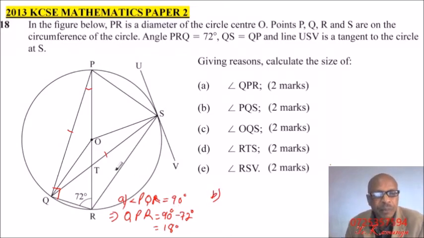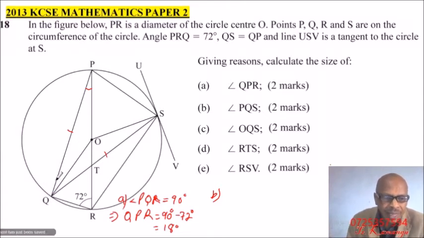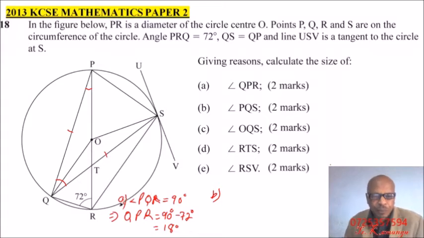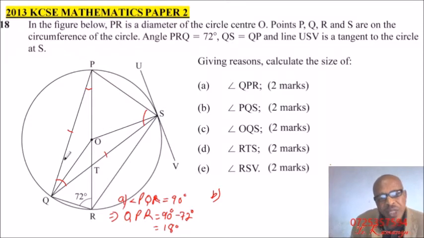Part B of the question, we are told to get the size of PQS. PQS. So this angle here, this is the one that we are interested in, PQS. Now that angle, what we do is that we know PSQ is 72, angle subtended by the same chord PQ. So we say we have PQ. The PQ subtends this angle, and it also subtends this angle. Angles subtended by the same chord are the same. So this is 72, the whole of this angle. If that angle is 72, it means that this angle we have found it is 18.